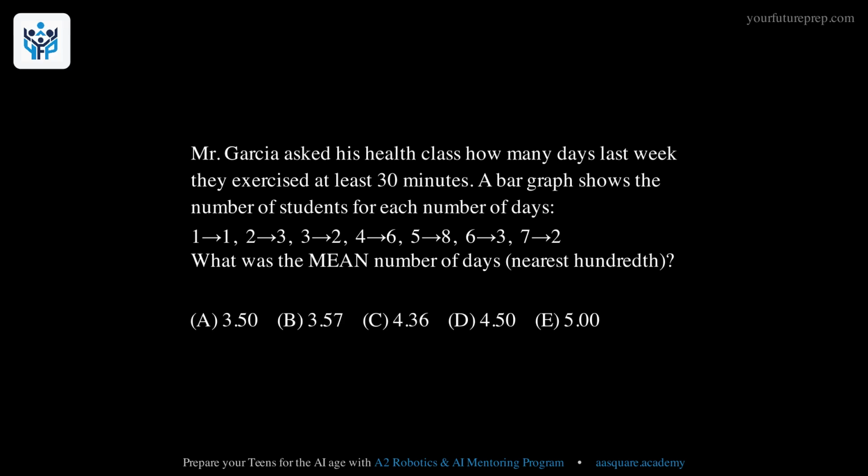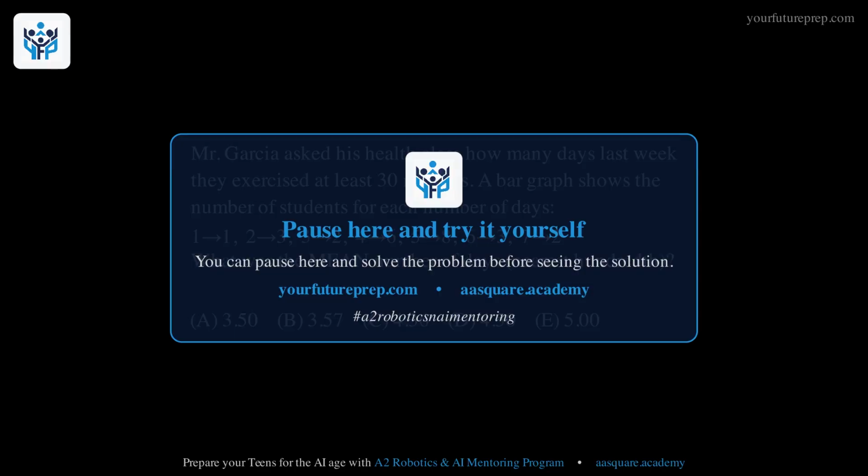What was the mean number of days of exercise? Rounded to the nearest hundredth? The choices are 3.50, 3.57, 4.36, 4.50, or 5.00. You can pause here and solve the problem before seeing the solution.